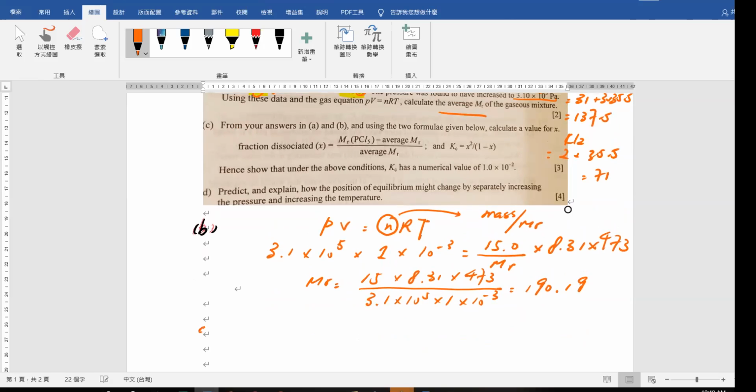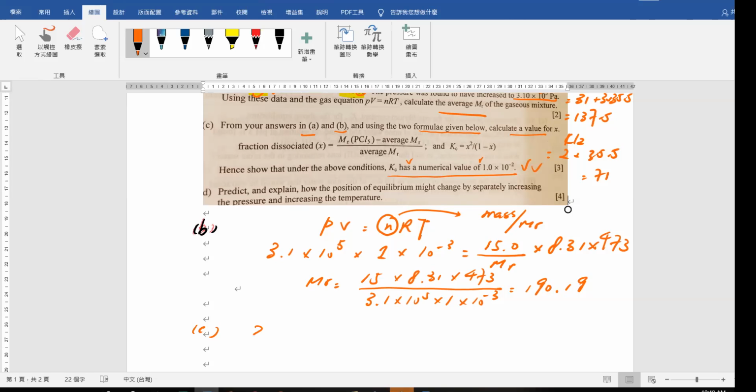Very easy, right? C, from your answers in A and B, using the two formulae given below, this one and this one, calculate a value for x. So basically, you plug the numbers into the given equation, then you can find what you need to find. First, hence show that the Kc has a numerical value. This kind of question is very good because after calculation, you can check if your answer is correct.